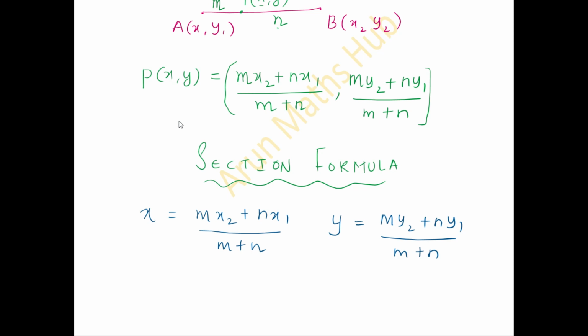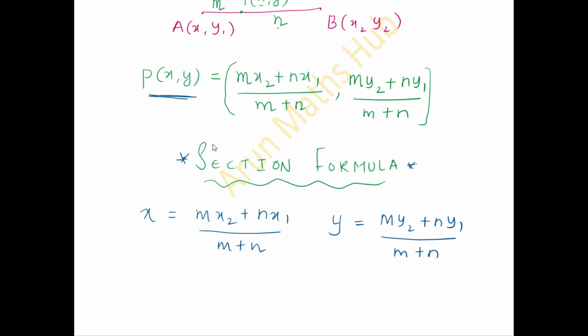If a point P of x comma y divides the line segment in the ratio m:n joined by the points A of x1, y1 and B of x2, y2, then the coordinates of point P is given by m x2 plus n x1 divided by m plus n and m y2 plus n y1 divided by m plus n. This is called as section formula.